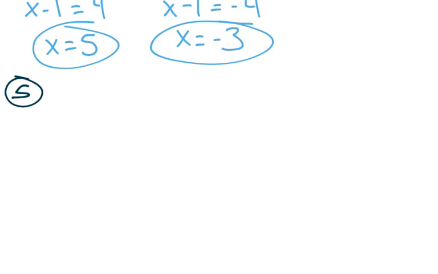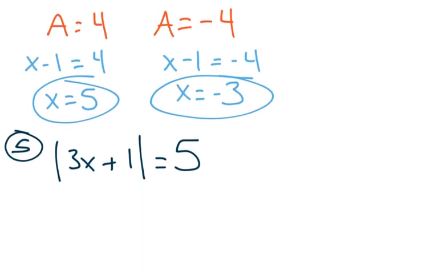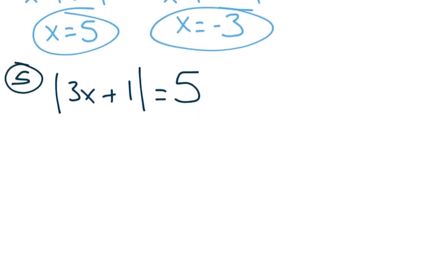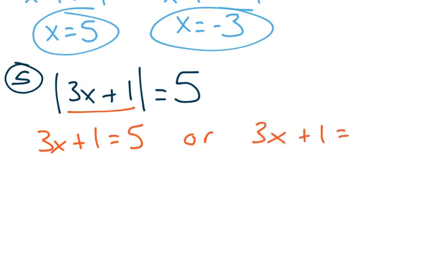Number 5. How about the absolute value of 3x plus 1 is equal to 5? Again, let's skip the A part here like we did up top. We know that the inside, 3x plus 1, in order for the absolute value of it to be 5, that whole thing, 3x plus 1, has to be equal to 5, or 3x plus 1 has to be equal to -5. It's got to be one or the other.